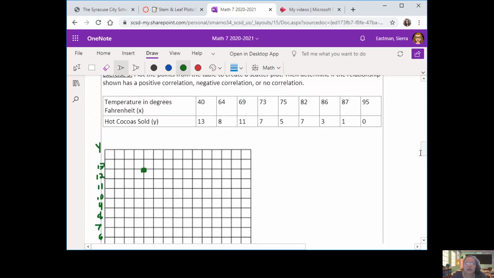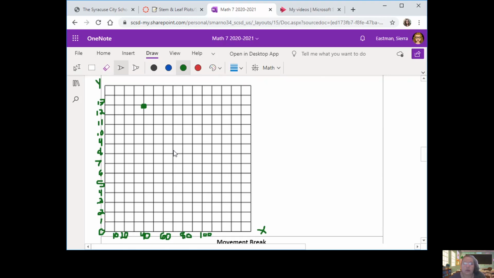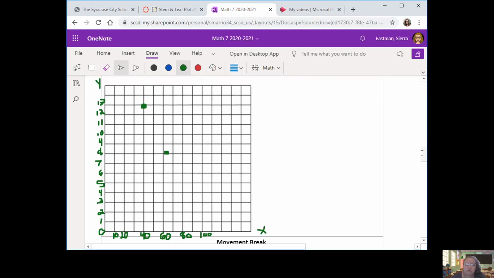Then we've got 64 and 4. And so here's where I kind of have to try my best to estimate things. If this is 60, the next one is 70. Halfway will be about 65. So we're going to go a little bit less than halfway to 64 and then up to 4. So doing my best, should be around there.